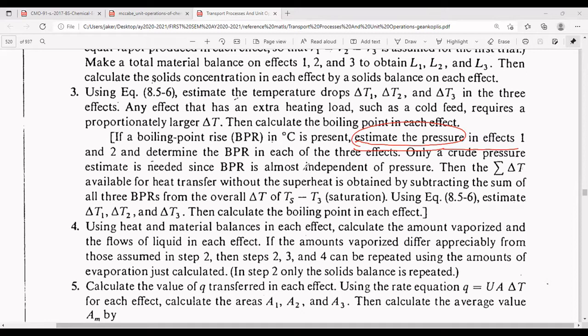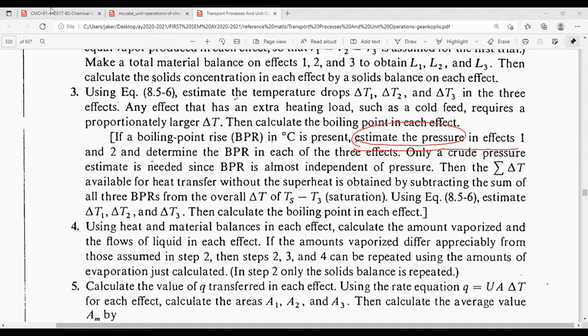In our case, when you estimate, everybody will have a different estimate, right? Because you only have the pressure of the last effect and you are free to estimate the operating pressures of effects 1 and 2. That would be very tedious for the one who is going to go through your solution because each of you will have your own estimate.